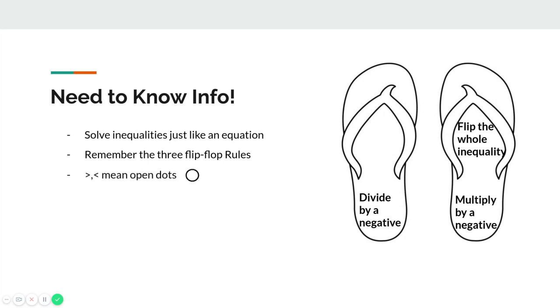When it comes to graphing the solutions on the number line, we need to remember that if you have a greater than or less than symbol, we're going to use open dots to represent the solution. And if it is greater than or equal to or less than or equal to, we're going to use closed dots to represent the solution.